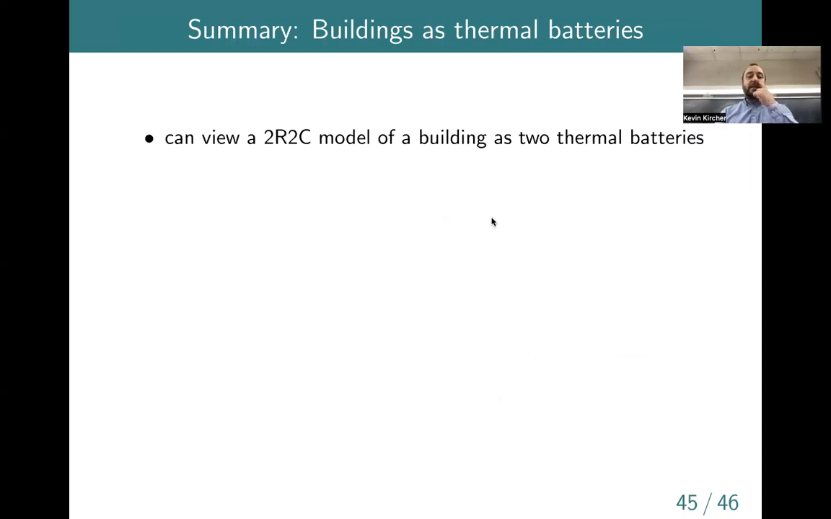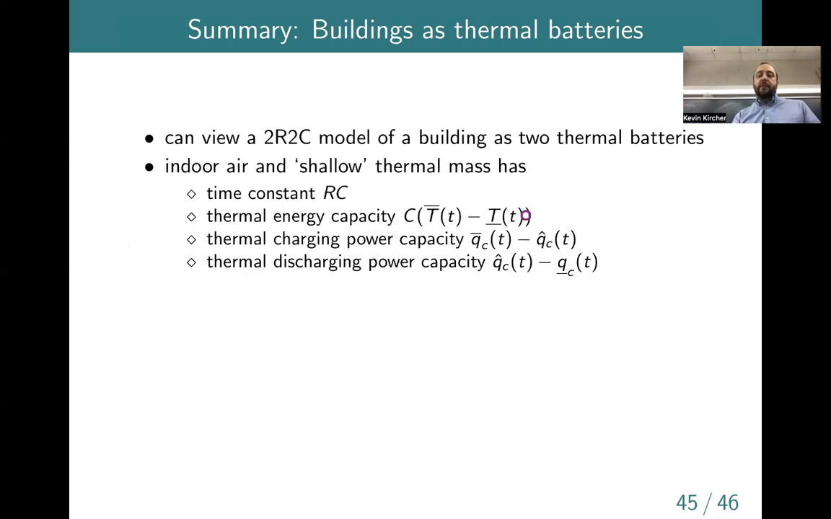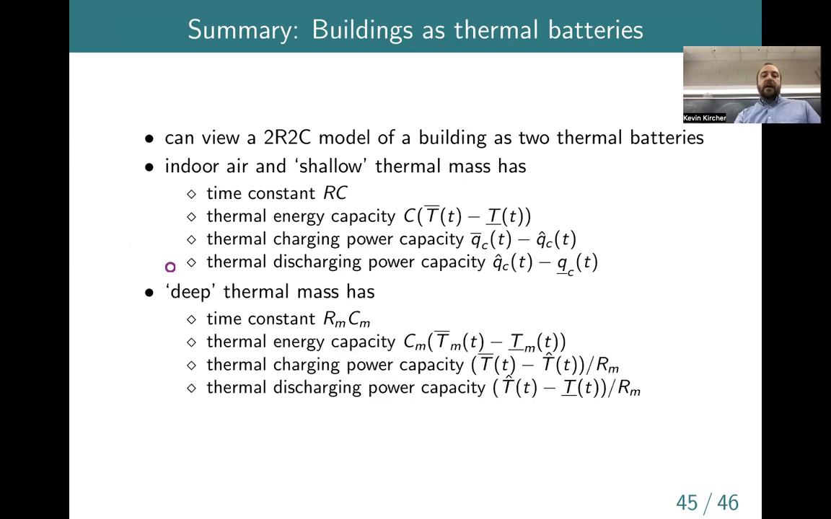Just summarizing, if we have a 2 RTC model of a building, which is a pretty good representation of most zones within buildings, we can view it basically as two batteries. One is associated with the air and the shallow thermal mass, and here are all the parameters. Just like a normal battery, we have a time constant, an energy capacity, and charging and discharging power capacities. And then there's another, basically a virtual heat battery associated with the thermal mass. Again, same deal: time constant, energy capacity, power capacities.